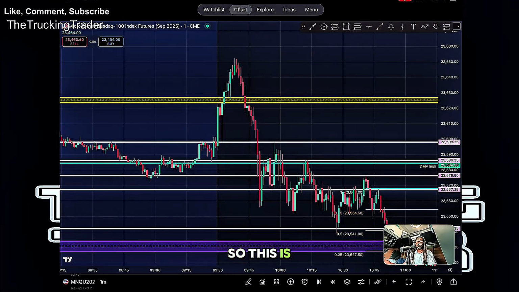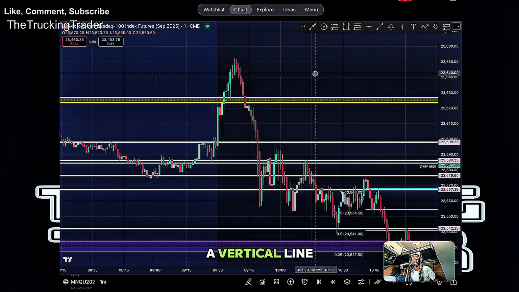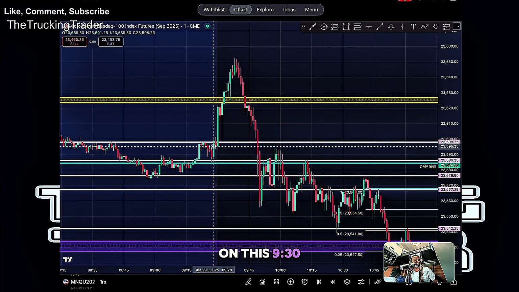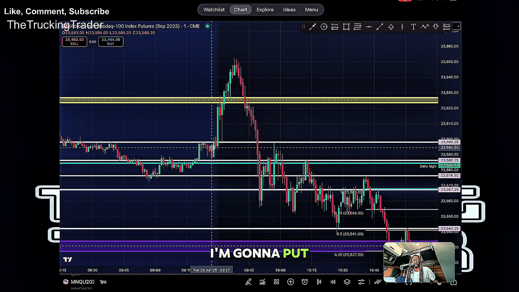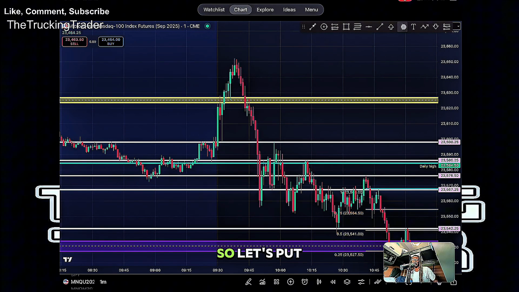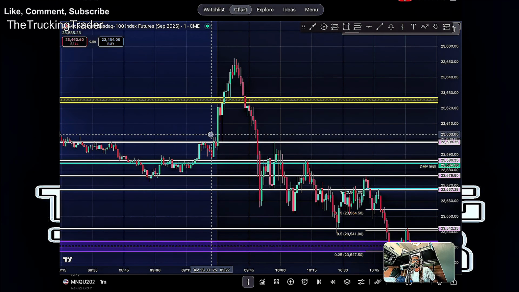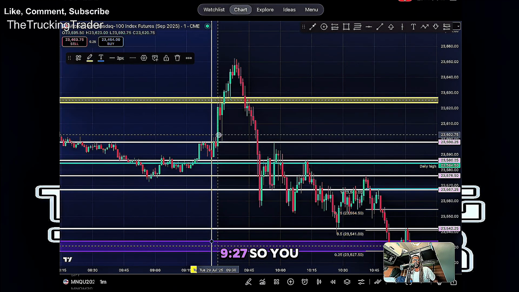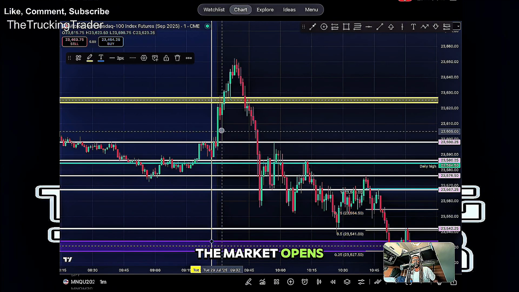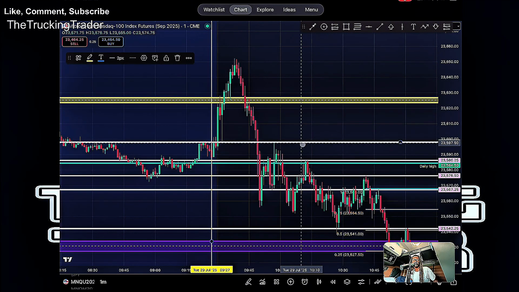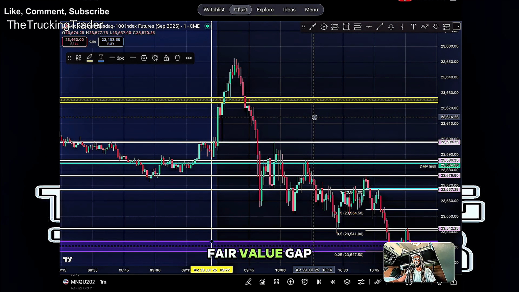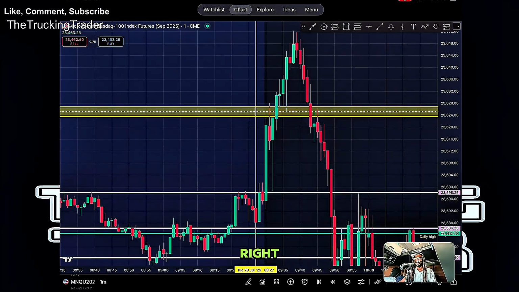So this is pretty much what had happened to me, you guys, right? This is the 9:30 candle. I'm going to put a vertical line on this 9:30 candle. Actually, I'm going to put it on 9:27 so we can see the 9:30 opening, right? So let's put a vertical line on here, 9:27. So you guys can see the market opens, started to spike up. And then right here, this is the first presented fair value gap. I can zoom in on this, right?